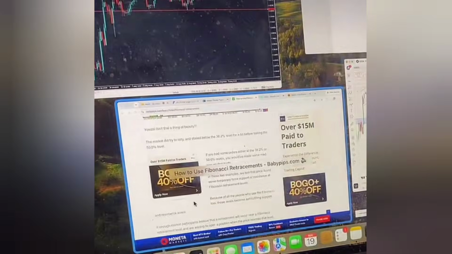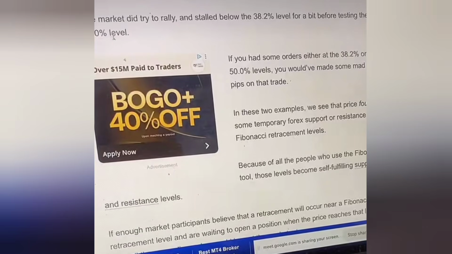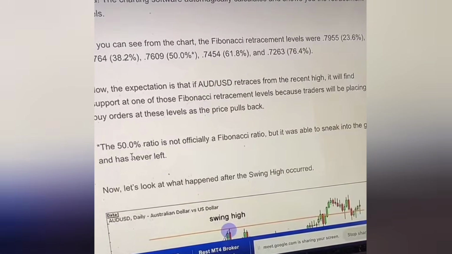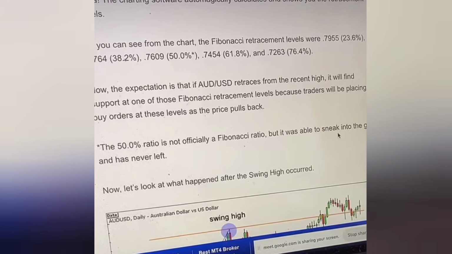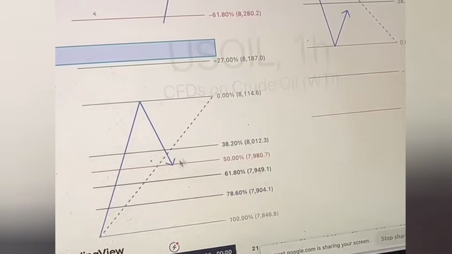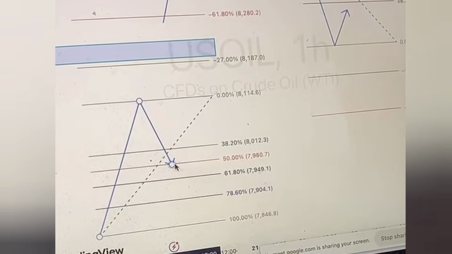Once the market gets to 50, 50 is not an interesting level. If you look at the book, they said something about 50. Now look at what they say about 50%. The 50% ratio is not officially a Fibonacci ratio, but it was able to sneak into the group and has never left. So the 50% is not a strong zone. It's not an official Fibonacci ratio, so many people don't trust 50%.